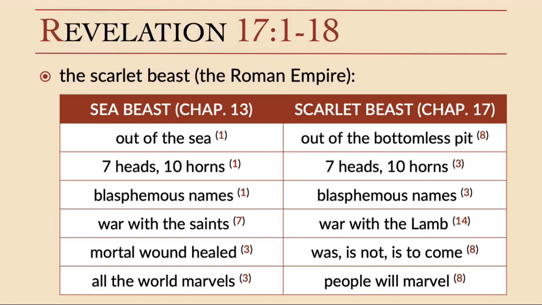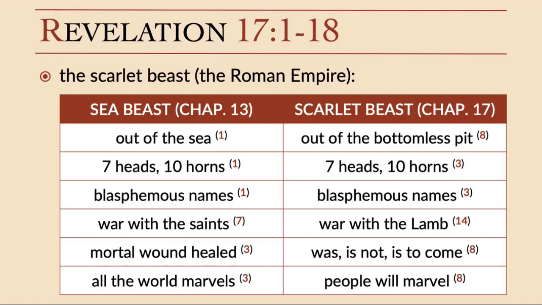Well, then when you look in chapter 17, what do we find? We find that this beast doesn't come out of the sea, but it comes out of the bottomless pit. That's in verse 8. It also has 7 heads and 10 horns. That's in verse 3. Also, it has these blasphemous names. That's in verse 3 as well. In verse 14 here of chapter 17, it wages war with the Lamb. Okay? There's all of these points of correspondence between these two beasts. In verse 8, we read that it was, is not, and is to come. I would suggest to you that that corresponds to that mortal wound that's healed. It looks like it's gone, looks like it's destroyed, back it comes.